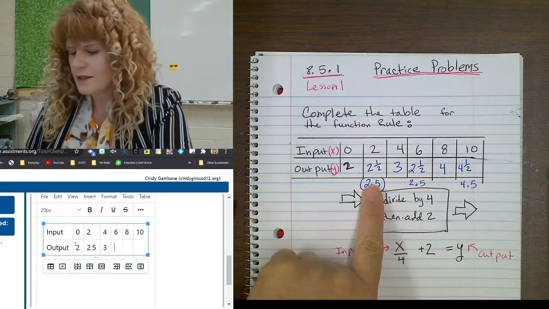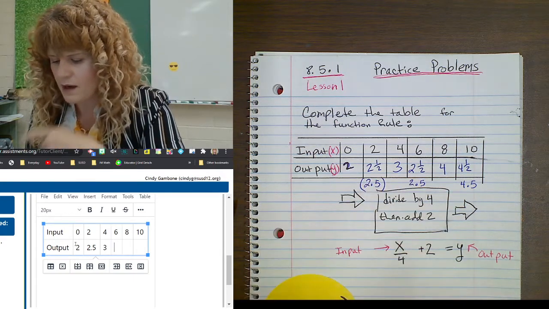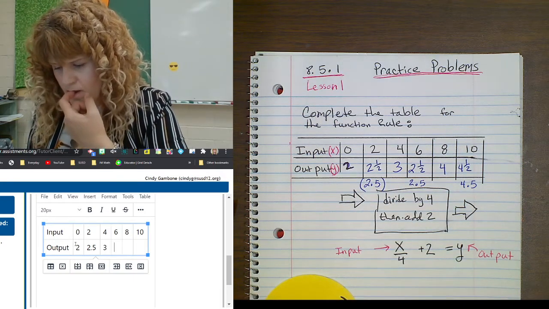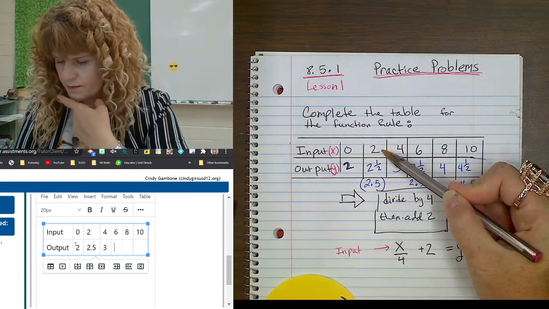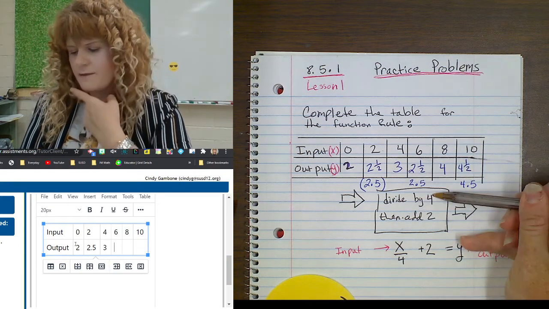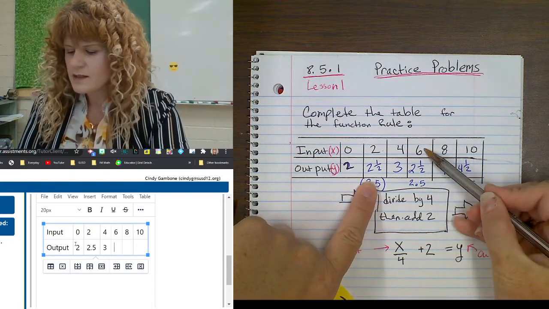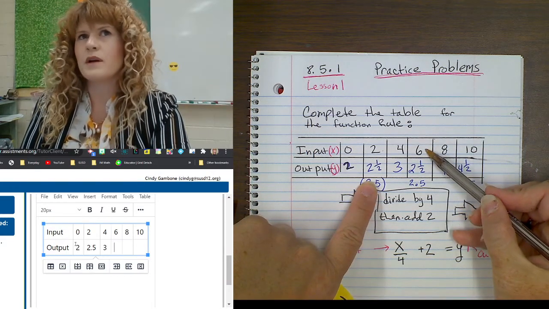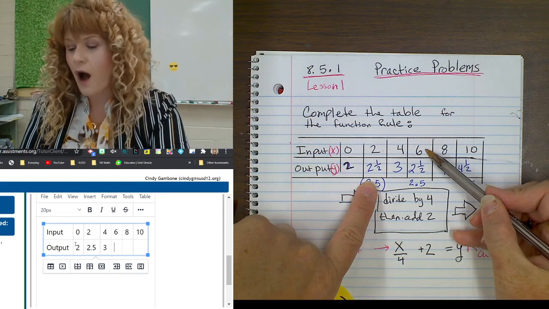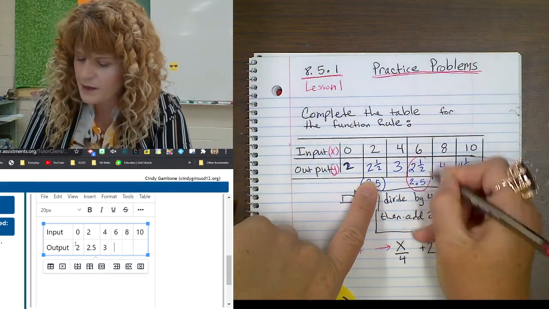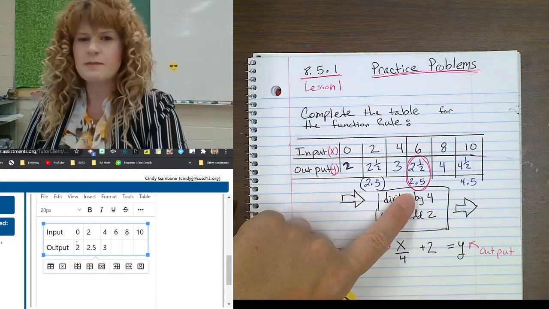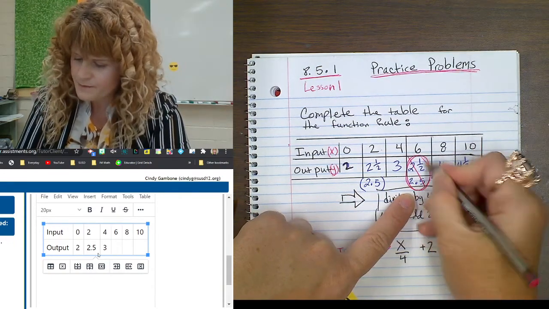Wait a second. How did I get 2.5 here and 2.5 there? I've definitely made a mistake. If the input is 2, 2 divided by 4 is 1/2, and then I add 2. So this one's correct. 6 divided by 4 is 1.5. This is not 2.5. I made a mistake. This is supposed to be 3.5.